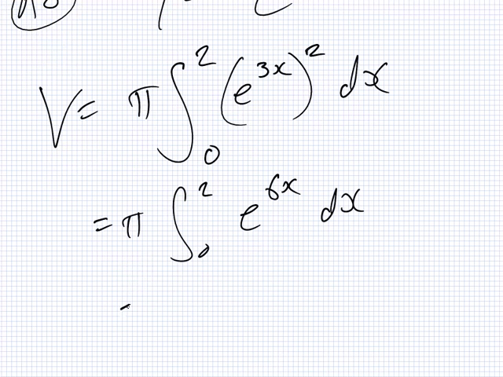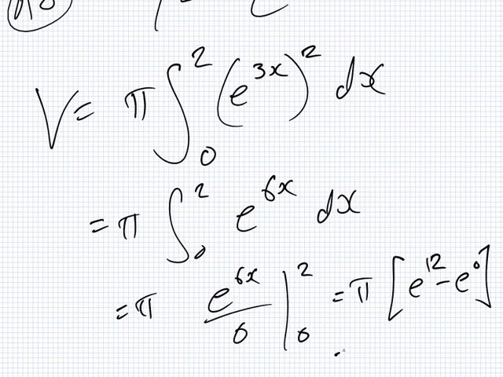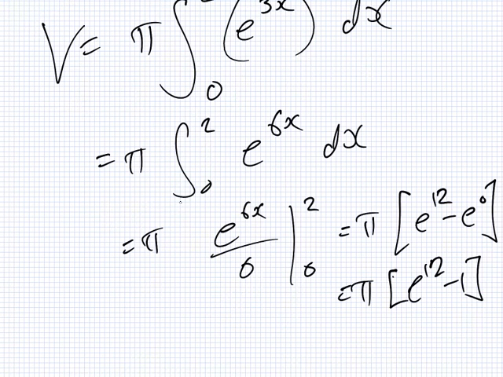So integrate in here, that is e to the 6x over 6 from 0 to 2, which would be pi over 6 times e to the 12 minus e to the 0. e to the 0 is 1. So it's pi over 6 times e to the 12 minus 1 then. Give your answer in the form pi over 6 times e to the power minus 1. Yeah, that's right.